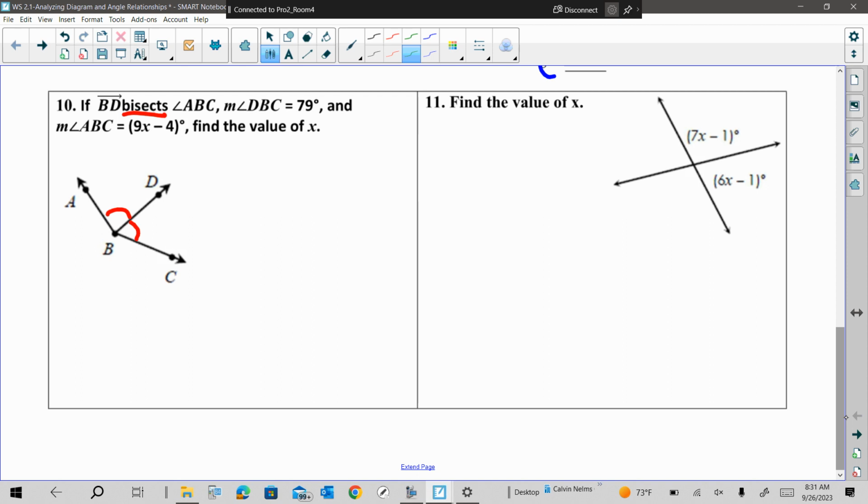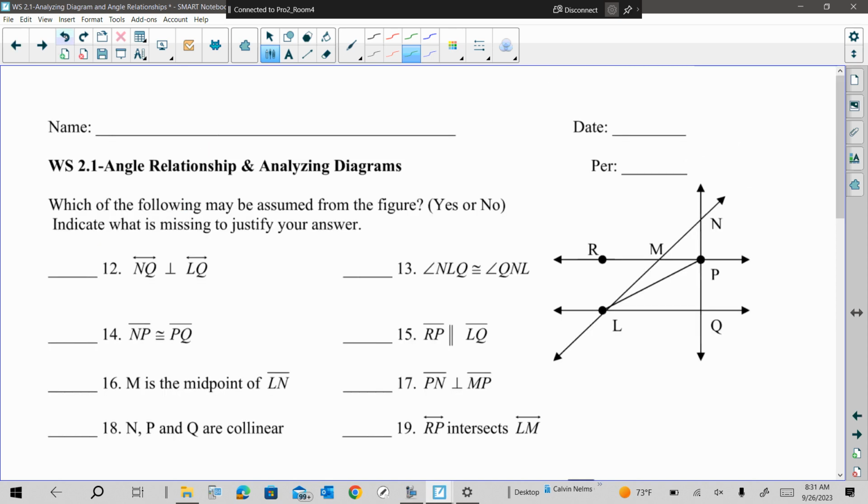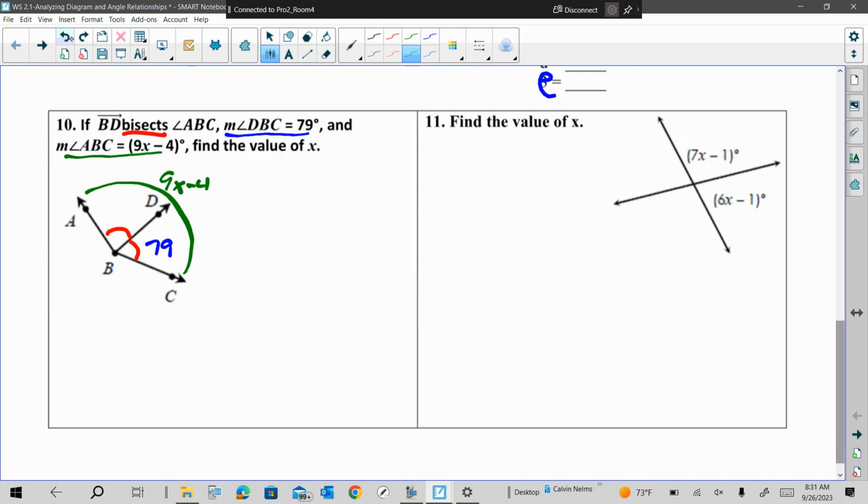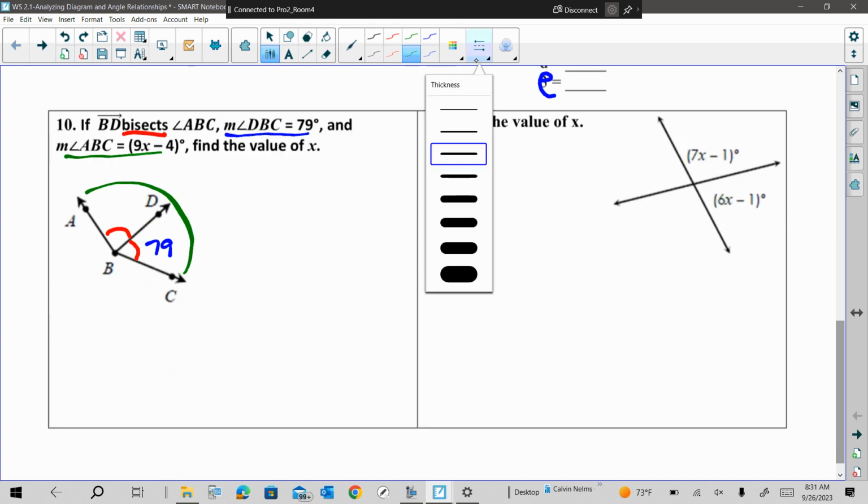Okay, we have some keywords here. BD bisect, so we know these two angles are congruent. You also want to label the given. So they tell us that DBC right here is 79. And they tell us that ABC, that's the whole angle here, is 9x minus 4. Oops. Sorry. Let's try and undo this. Make that better. 9x minus 4.